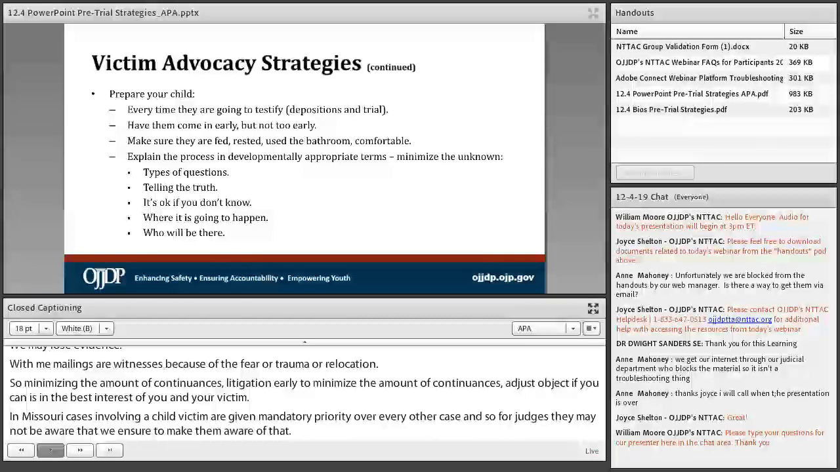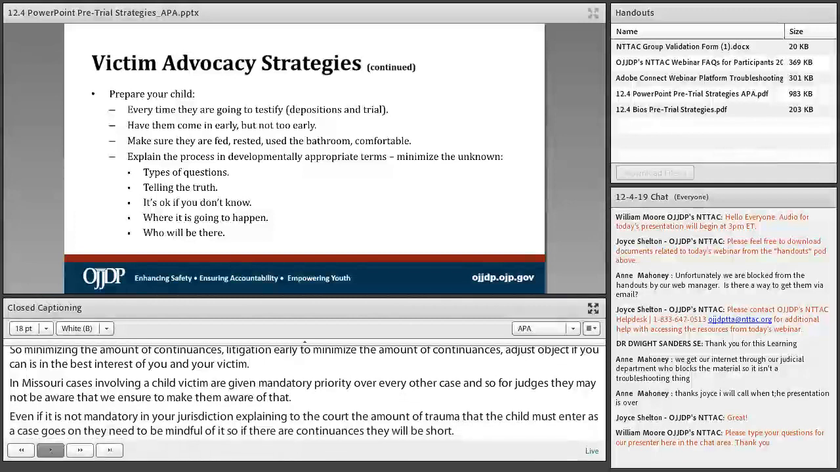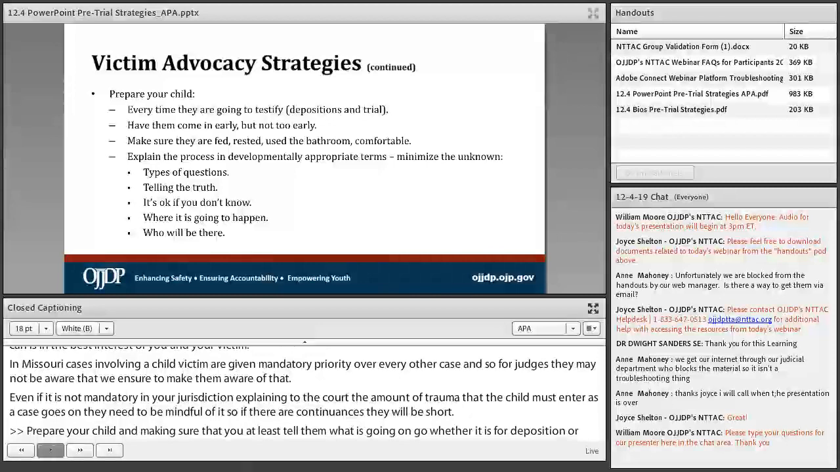Finally, preparing your child, making sure that you at least tell them what is going on, whether it's for a deposition or a trial. Make sure that they come in early so that they can be comfortable and meet with you, but not too early so that they're not just sitting there kind of stewing in anxiety. Making sure the simple things, have they eaten, have they used the bathroom, are they comfortable, have they slept?